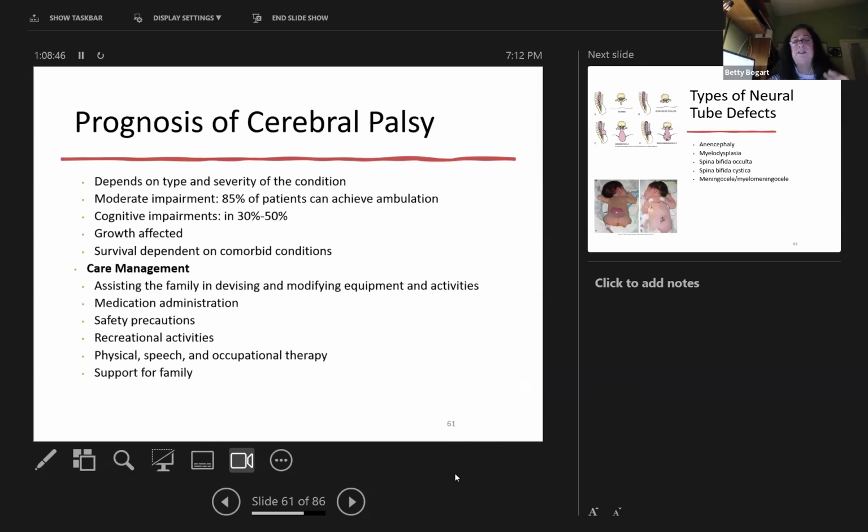Now, prognosis is again mild to moderate. It depends on how severely they do have cerebral palsy. Now, the moderate ones usually can get up and walk around in some manner. Sometimes they need a walker, and that just helps them. Some use canes, some just walk with a limp. It all depends on the child.